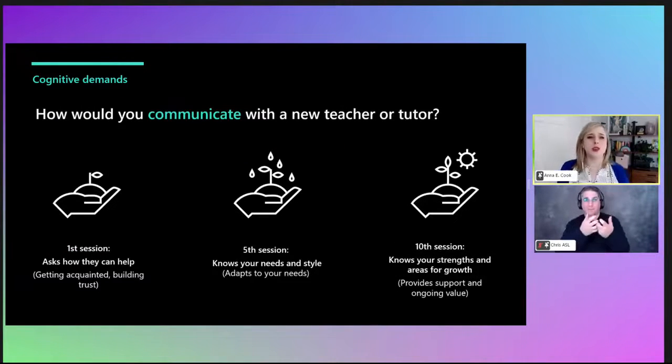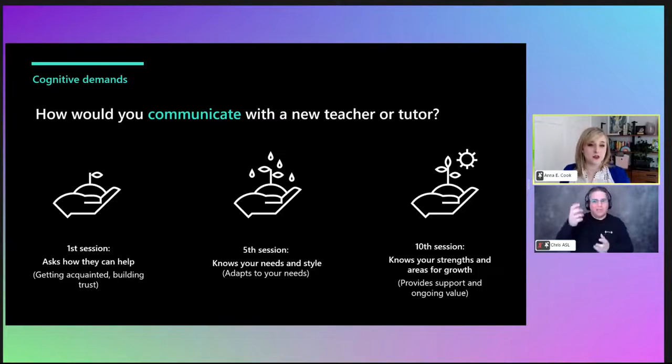So for example, a student may want their tutor to simply stand by while they solve a familiar type of problem. But for an unfamiliar problem, they may want more proactive and frequent guidance. The tutor can understand these needs by learning their students' communication preferences over time by getting to know their student. During their first session, they get better acquainted to build trust with the student.